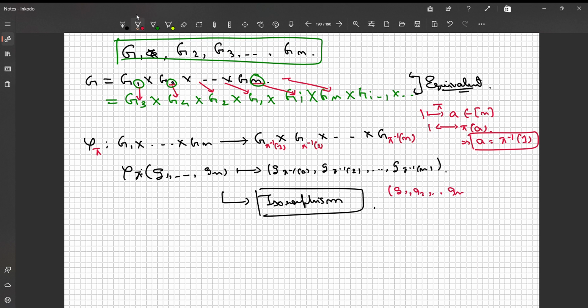See, let me just speak this out. This is very trivial because if I choose an element, say G1, G2 till Gn from the kernel of phi pi, then G1, G2 till Gn must get mapped to, say, identity, right?